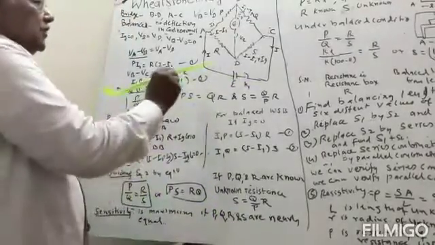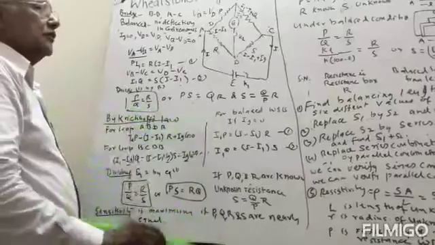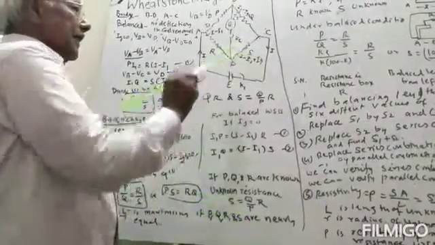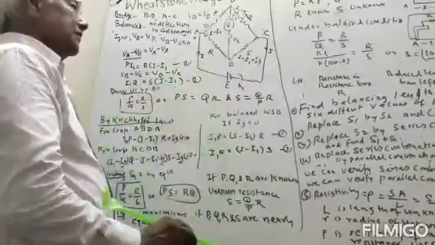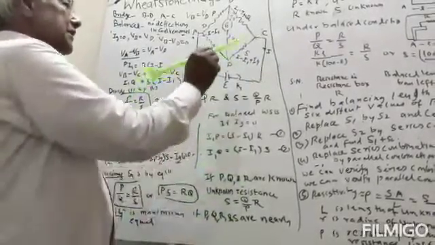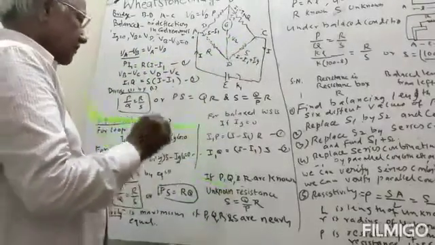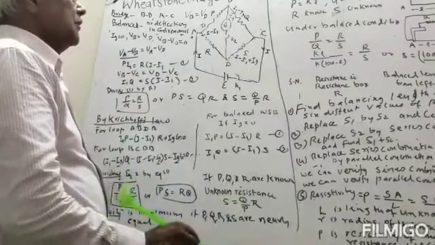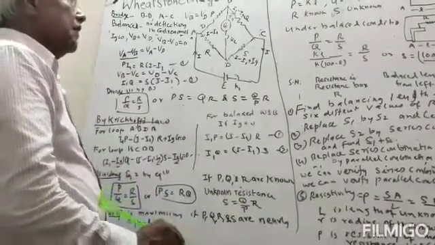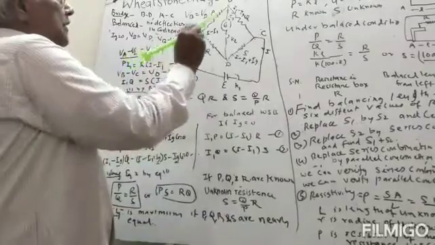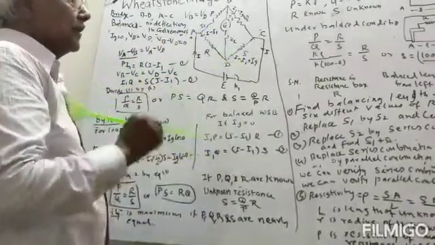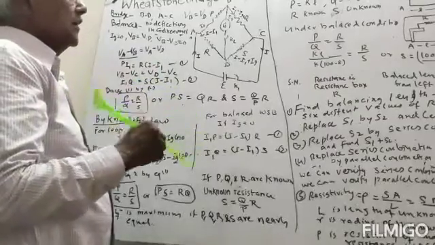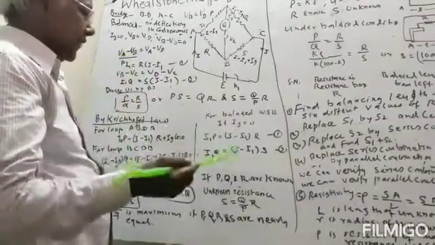So the Wheatstone bridge is a sensitive instrument by which we can find the exact value of the resistance in this DC circuit. Now the Wheatstone bridge will be sensitive when the resistances P, Q, R and S are of the same order. Means their values are different, but not very much different.